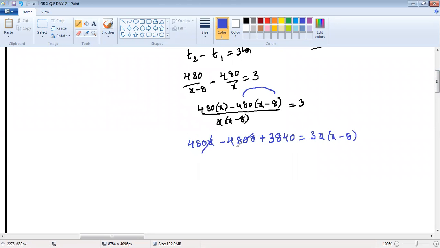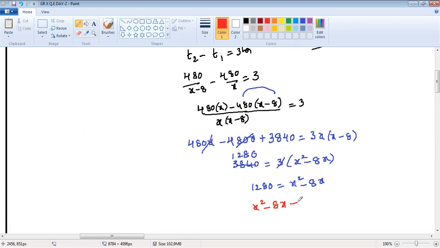Then this 480x cancels. Then 3840 is equal to 3 into x square minus 8x. Then we can cancel the 3 table. 3 ones are 3, 3 twos are 6, 3 eights are 24, so 1280 is equal to x square minus 8x. So from here, the final equation you can write: x square minus 8x minus 1280 is equal to 0. Are you understanding? Yes, sir.